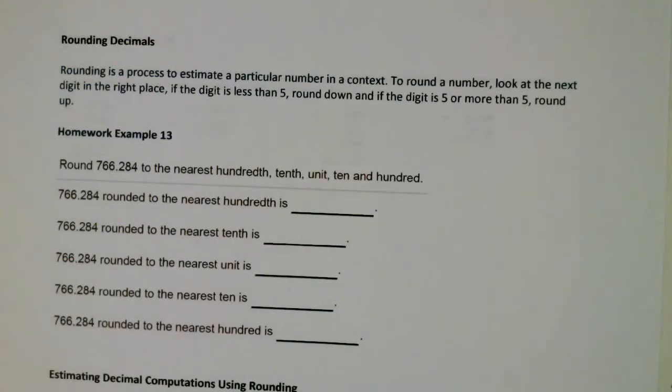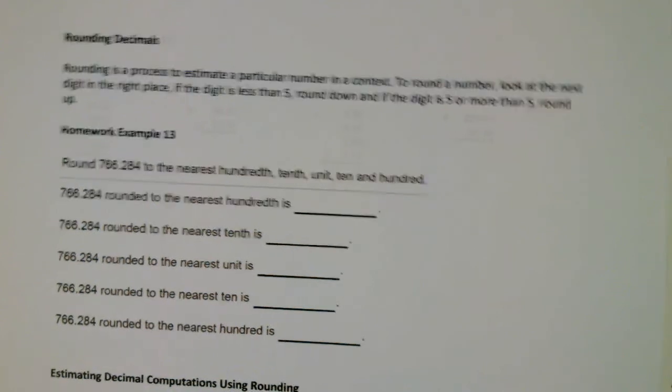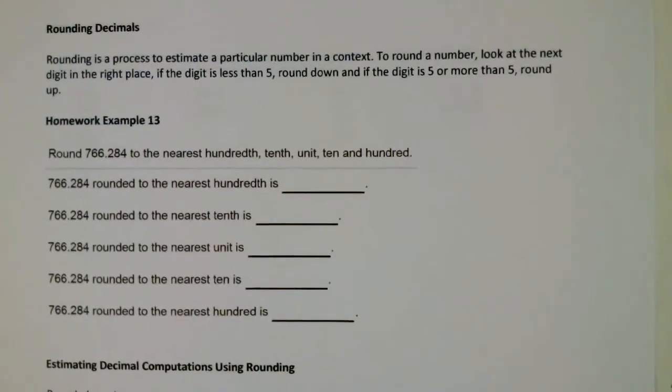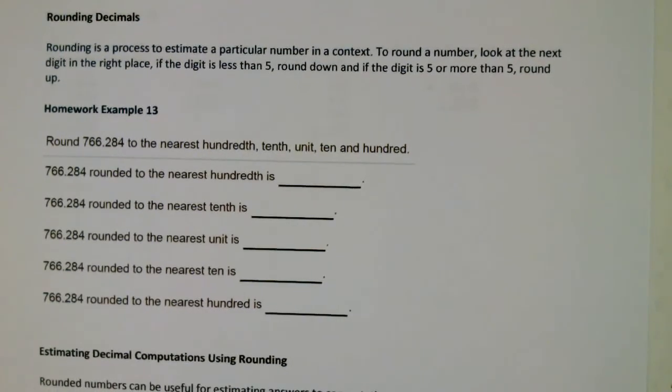Okay, now the next page deals with rounding decimals, similar to rounding whole numbers. Rounding is a process to estimate a particular number in a context. To round a number, look at the next digit to the right. If that digit is less than 5, you're going to round down. And if the digit is 5 or more than 5, you're going to round up.